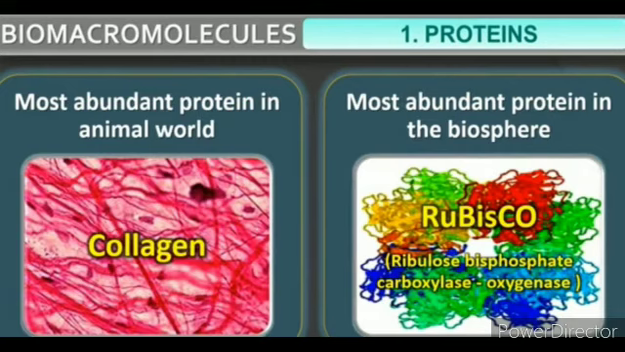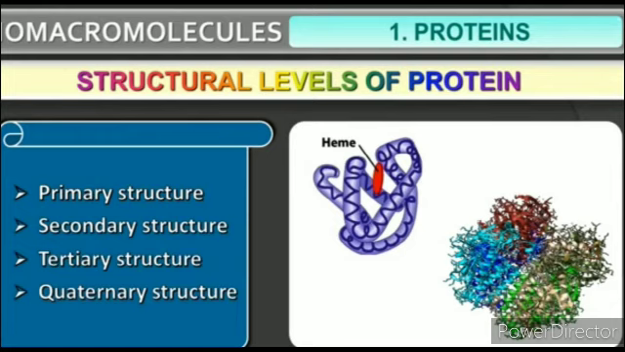The most abundant protein in animal is the collagen. The most abundant protein in the biosphere is the rubisco, ribulose bisphosphate carboxylase oxygenase. What are the structural levels of protein? First one, primary structure, secondary structure, tertiary structure and quaternary structure.